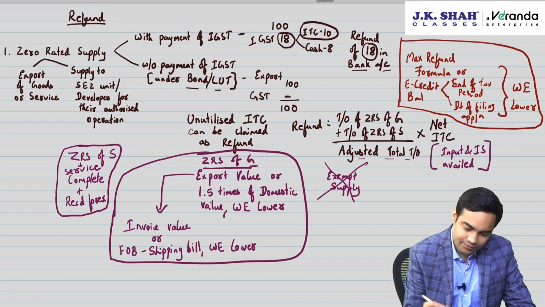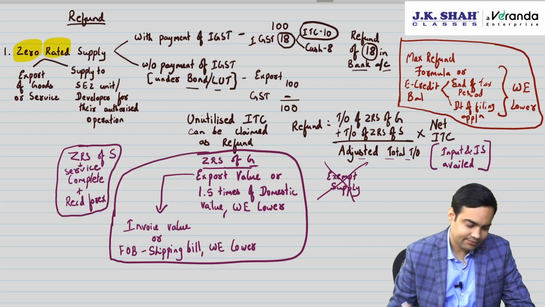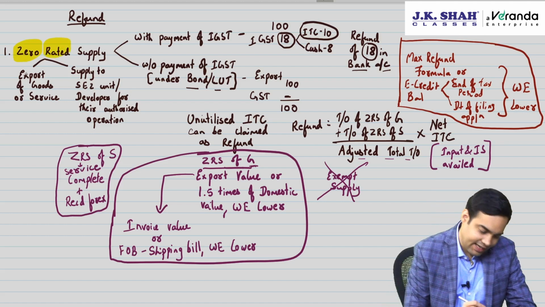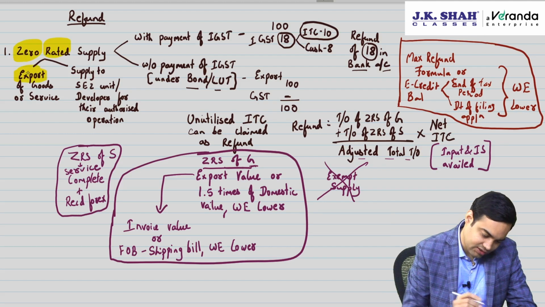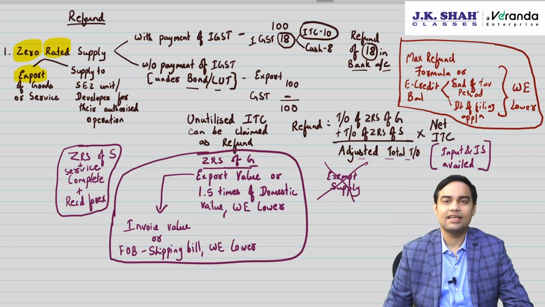Now, there are two transactions which are regarded as zero rated supply. The first one being export of goods or services. The moment you export goods or services, it's a zero rated supply. When can you call something as export of goods? When the goods are sent to a place outside India. When can you call something as export of service?